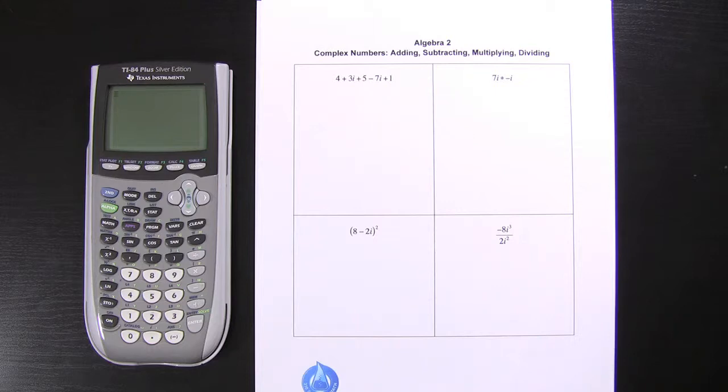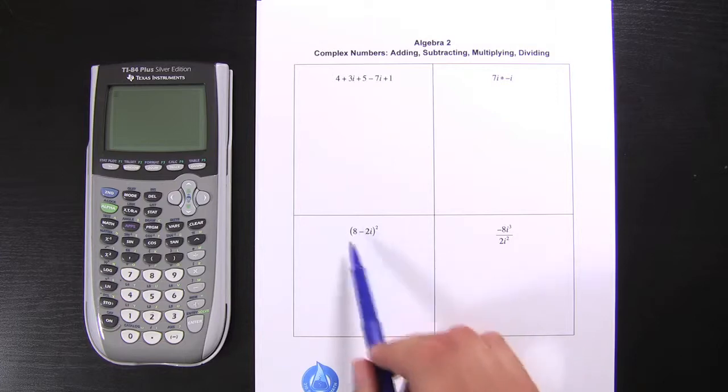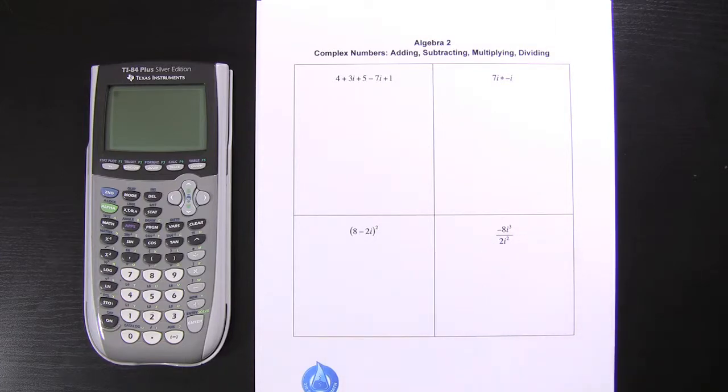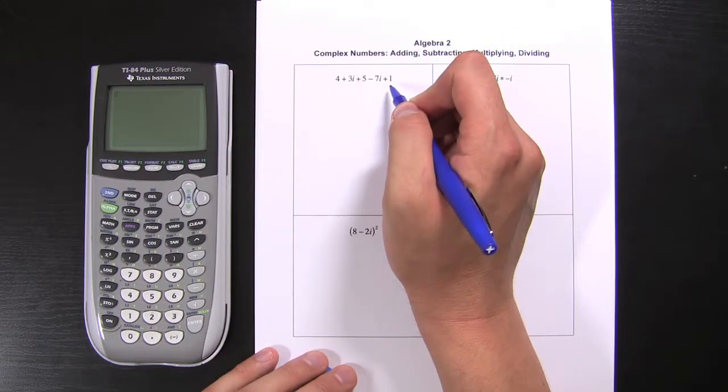Alrighty, we're going to show you not 1, not 2, but 4 examples of properties with complex numbers. I'm going to show you how to add them, I'm going to show you how to multiply them, I'm going to show you how to square them, and even divide them. So let's get started here. We're going to show you complex numbers. First, a little adding and subtracting.